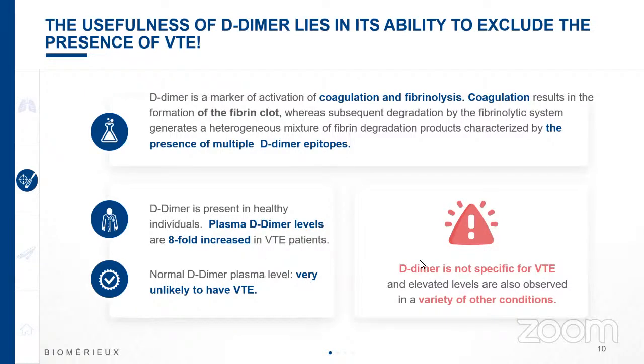Now, there's a caveat though. D-dimer is not specific for venous thromboembolism. I mentioned that it's sensitive. As you can see, with an 8-fold increase, it is sensitive, but it's not specific because it can increase in many other conditions. There are quite a number of conditions that can increase D-dimer, and actually one of them is COVID, I can mention, because some of you have seen D-dimer being requested in very sick COVID patients.